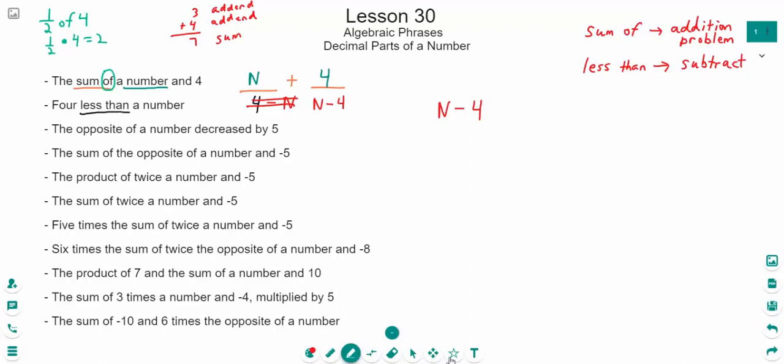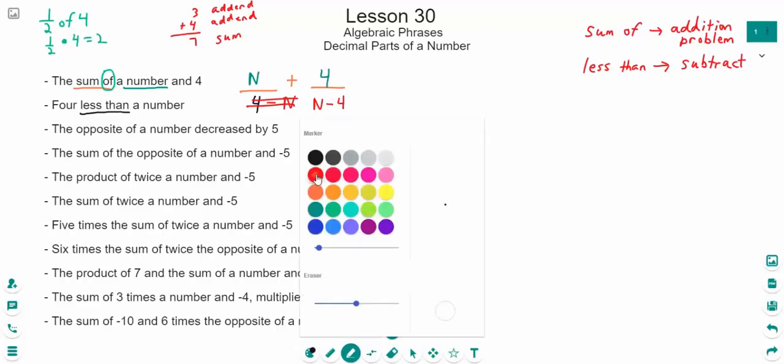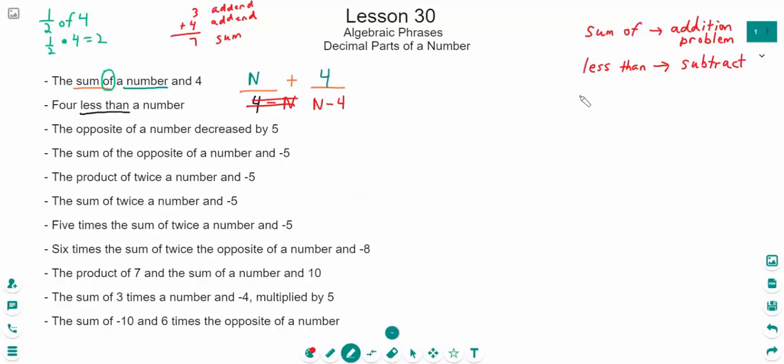Okay, very good. Let's go on to our next one here. The opposite of a number decreased by 5. The opposite of a number decreased by 5. So we need to talk about what the opposite means. And we've done this before. Remember in the very beginning when we talked about negatives, we said another way to think of them is by thinking of them as opposites.